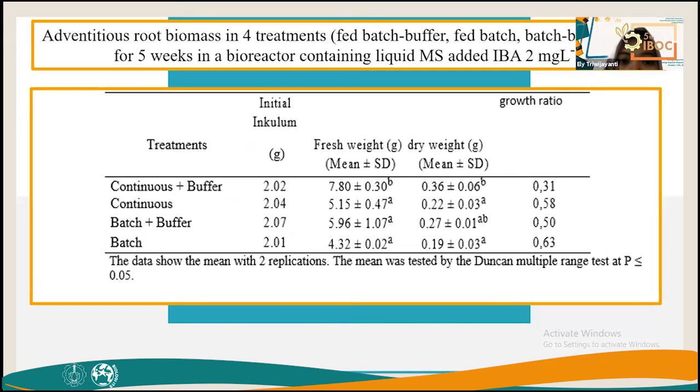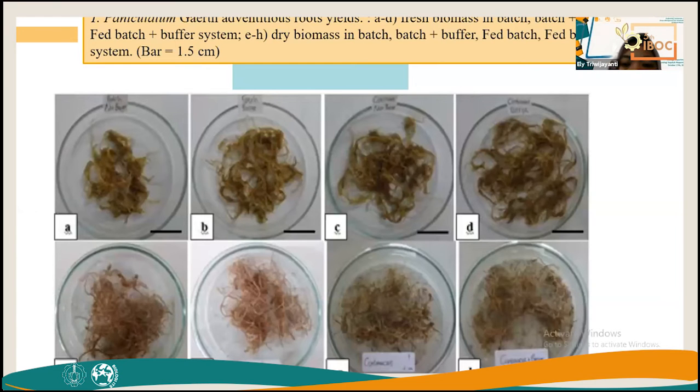This is adventitious root biomass in 4 treatments: fed-batch buffer, fed-batch unbuffer, batch buffer, and batch unbuffer, for 5 weeks in a bioreactor containing liquid MS with 2 ppm IBA. This is the morphology of adventitious root, Talinum paniculatum. E until D, this is biomass in batch, batch plus buffer, fed-batch plus buffer. E until H, this is dry biomass in batch, batch buffer, fed-batch, and fed-batch plus buffer system.